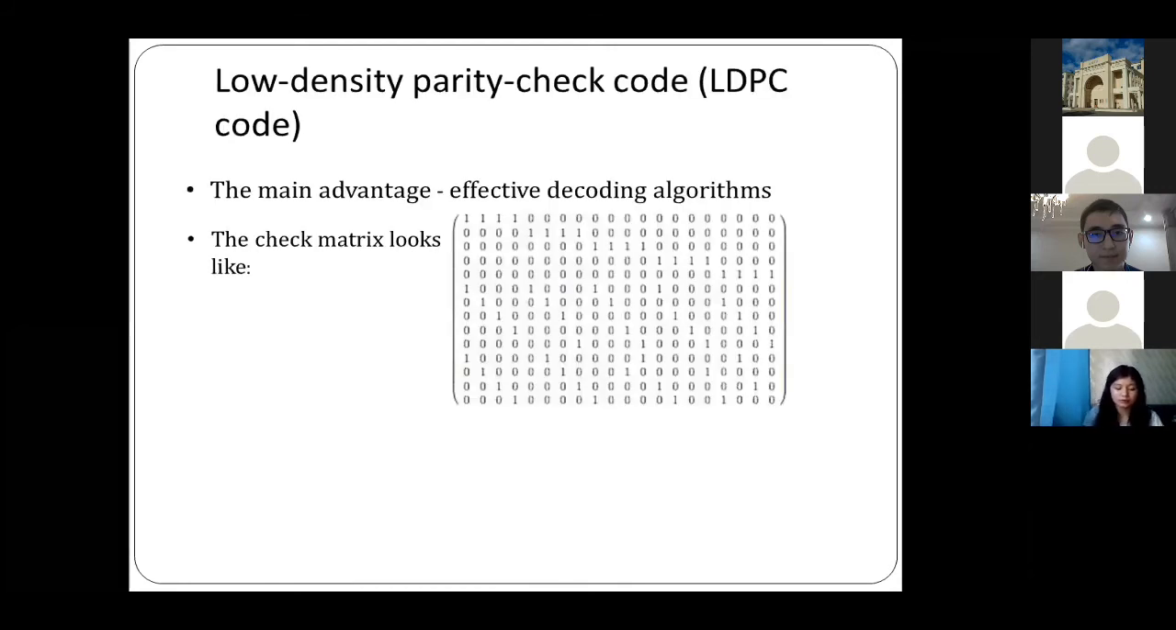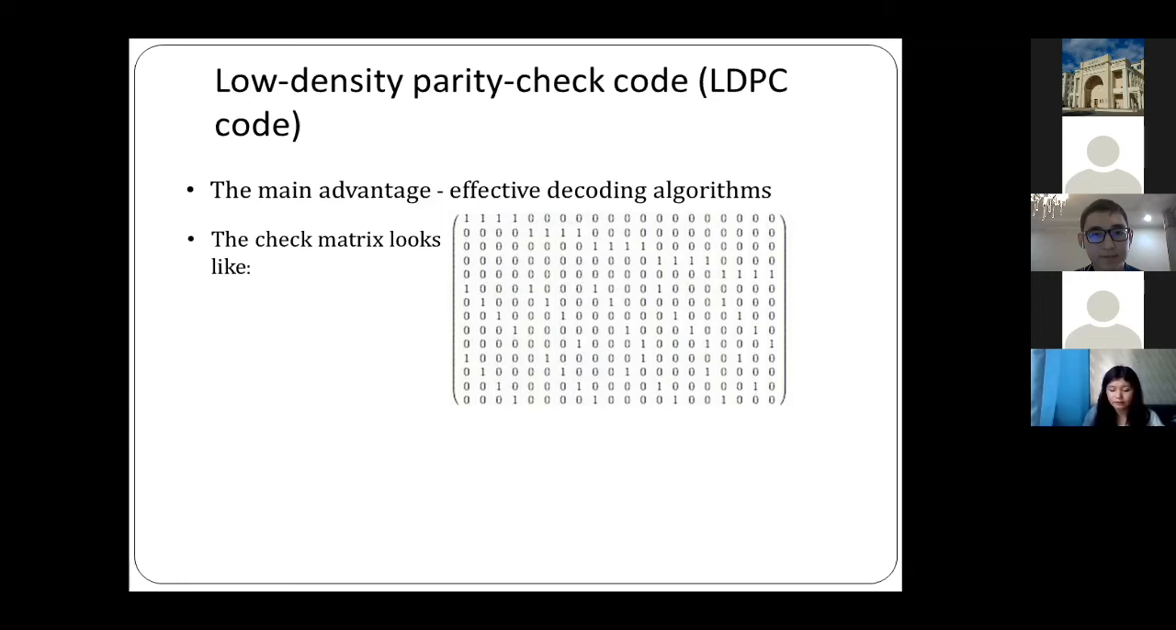So next, let's consider another type of linear codes, LDPC code, low density parity check code. The main advantage of this code is effective decoding algorithms and the possibility of error correction close to the Shannon bound, as opposed to repetition code and Hamming code. LDPC codes are block linear codes and can be represented as a check matrix.